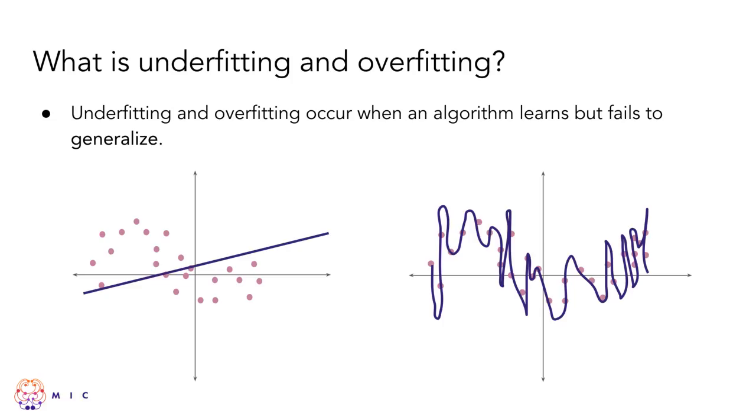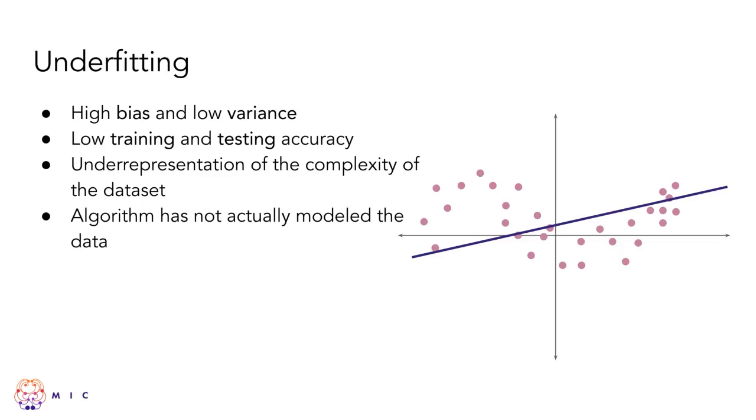All right, great. Now we're going to get into underfitting and overfitting. Underfitting and overfitting occur when an algorithm learns but fails to generalize. Underfitting is on the left, overfitting is on the right. I'm going to go a little more deeply into each of them. High bias and low variance cause underfitting. If your model has underfit, it has underrepresented the complexity of your data set. You are not at all capturing the general pattern that you should be, and as a result, you will always have low training and low testing accuracy.